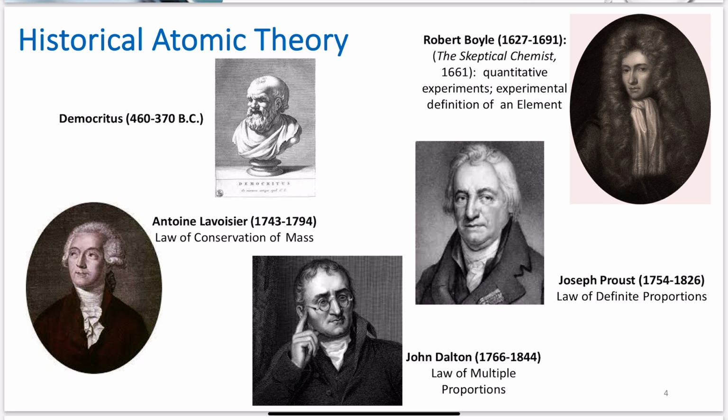First person we're going to talk about is Democritus, 460 to 370 BC. He was the first person to realize that everything was composed of atoms. So he was the first one to hypothesize that everything around us was composed of an atom. He also realized that atoms are indestructible. They're indivisible.